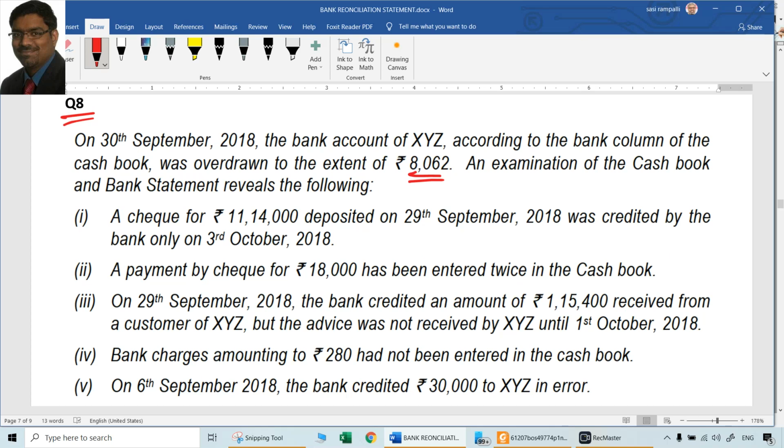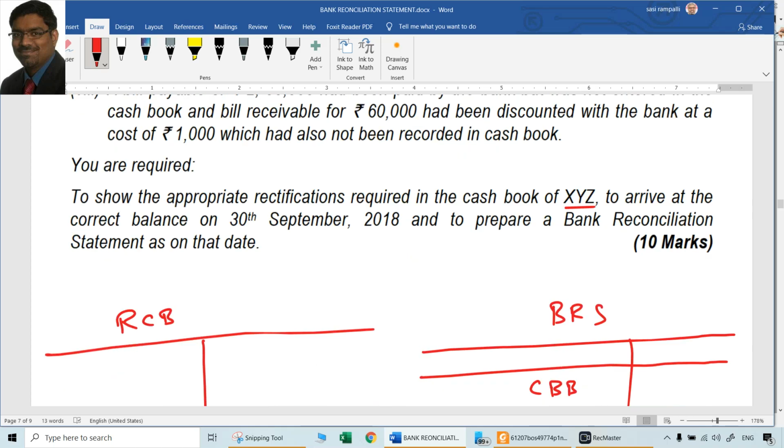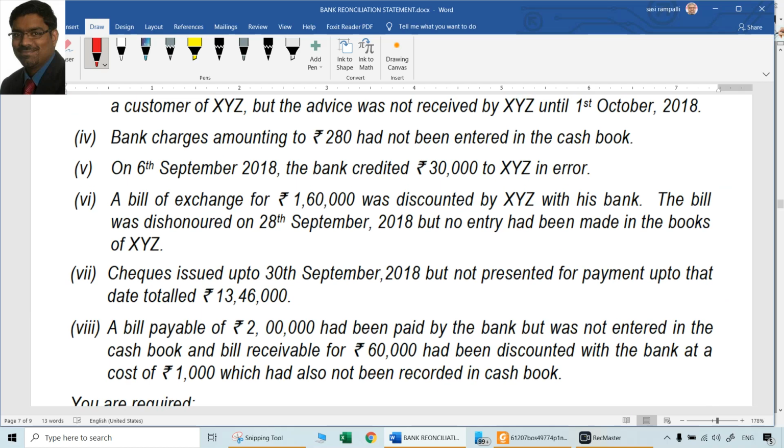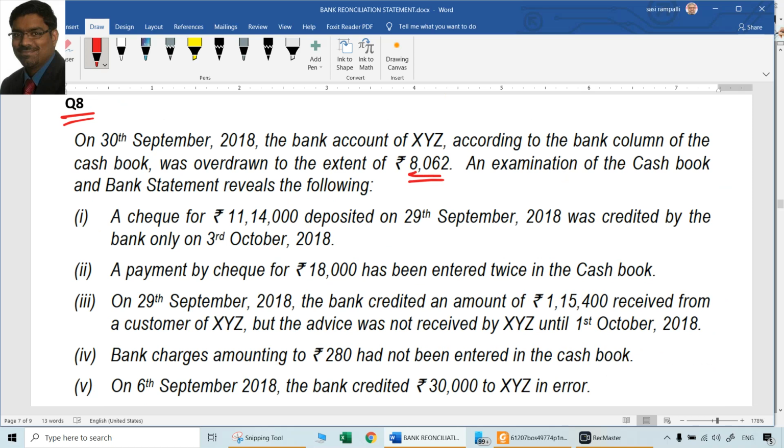Overdraft of 8062. Overdraft balance as per cash book means credit balance 8062. That is the starting point. By balance brought down. Then comes each of the points one by one.